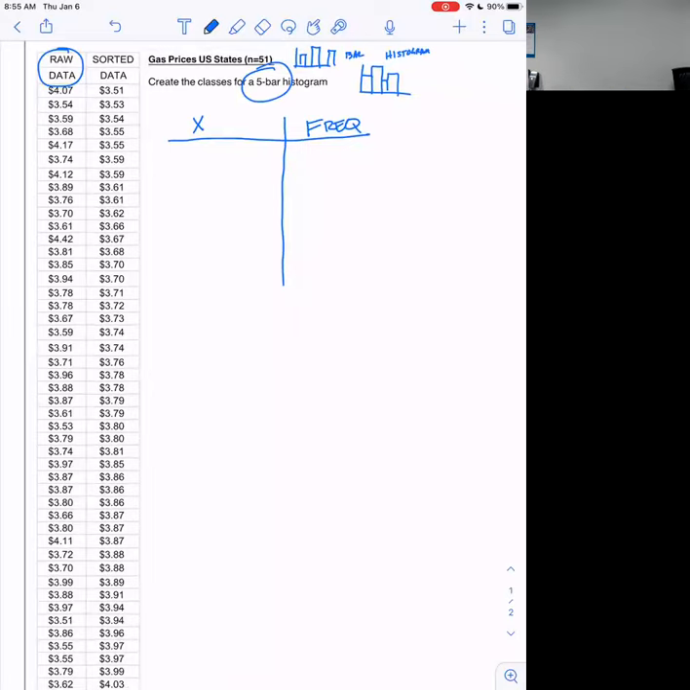You're flying. How many classes did you have? Five. That's on there. Okay, five bars. So your variable, the thing that you asked in this question, is the price of gas.